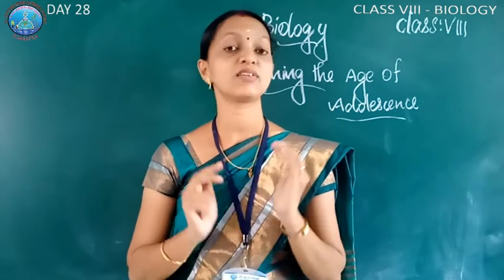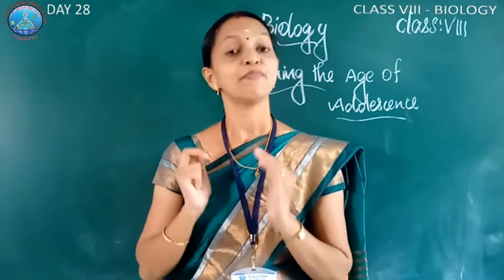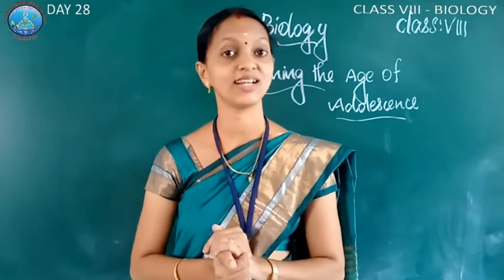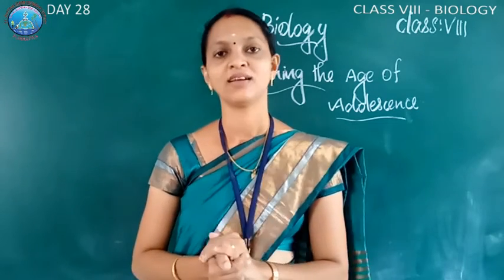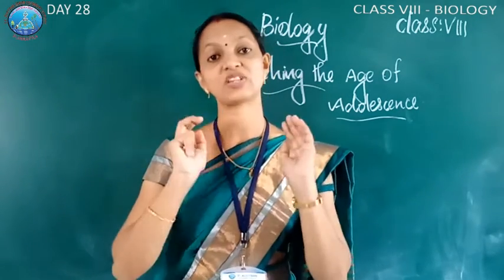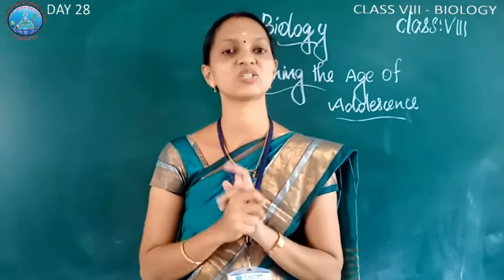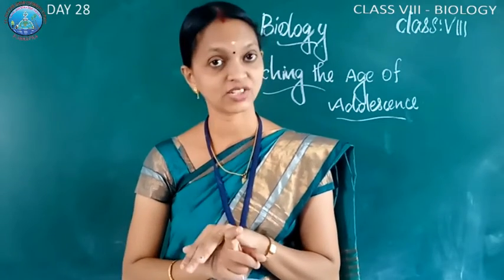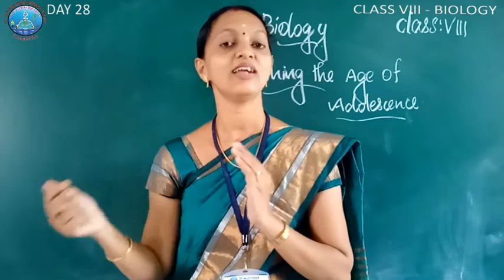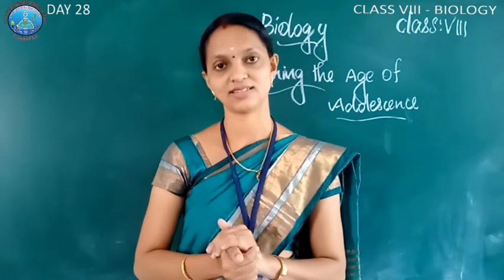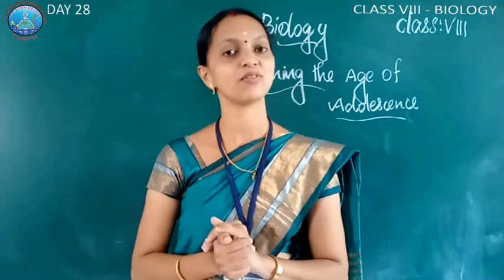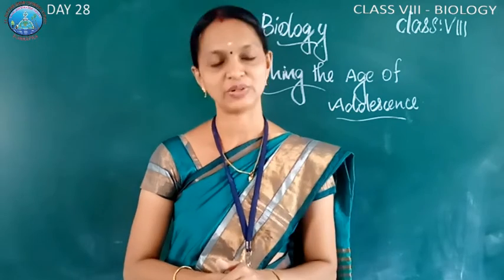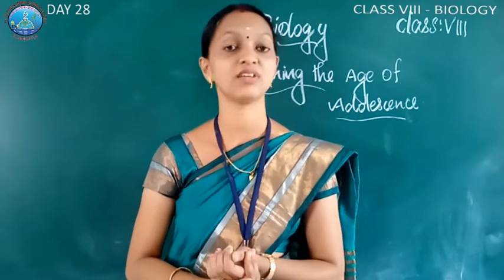Menstruation occurs about once in 28 to 30 days. The first menstrual flow starts at the puberty stage and is called menarche. At 45 to 50 years, the menstrual cycle stops, and this stage is called menopause. The first stage of menstruation is called menarche, and at the age of 45 to 50 years, the menstrual flow stops. So this is called menopause.